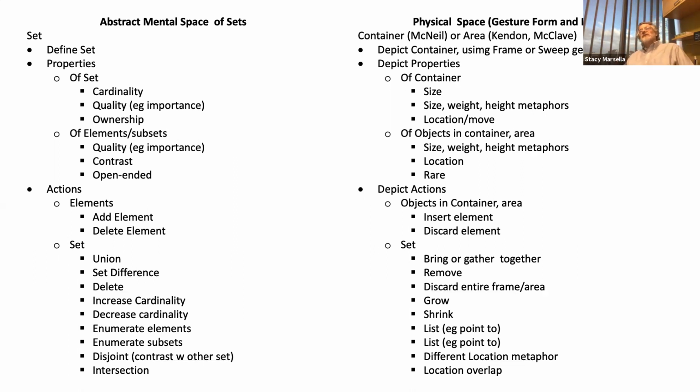And what are the physical manifestations in gesture space of those properties and actions? So this is showing that you can do union, you can do set difference, you can delete things, you can have subsets, you can have location. And this set is different from that set, or this subset is different from this subset, because they're not at the same location.